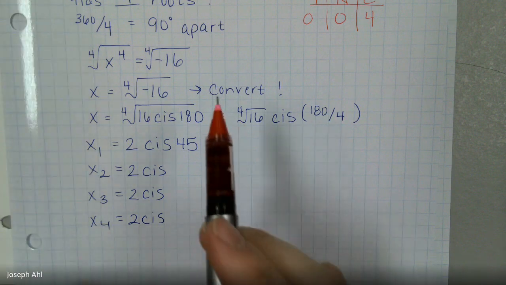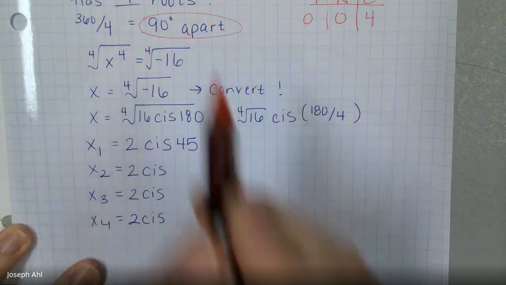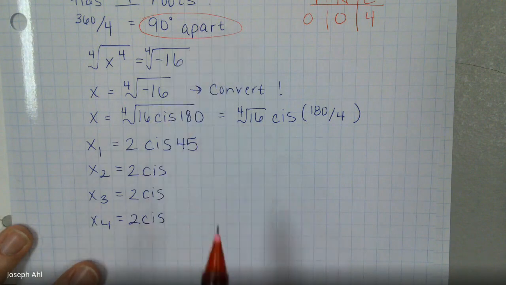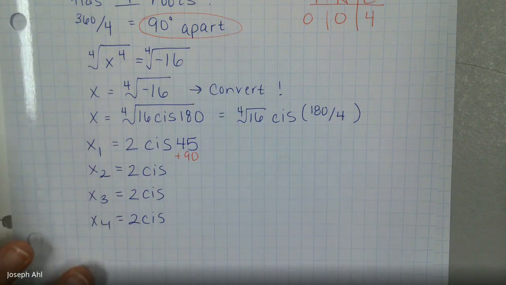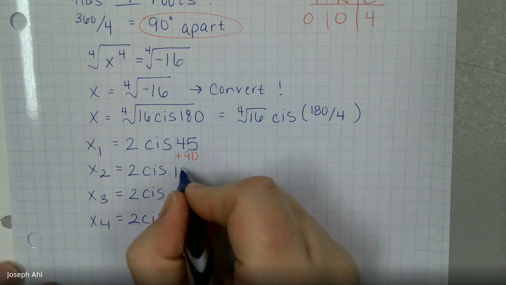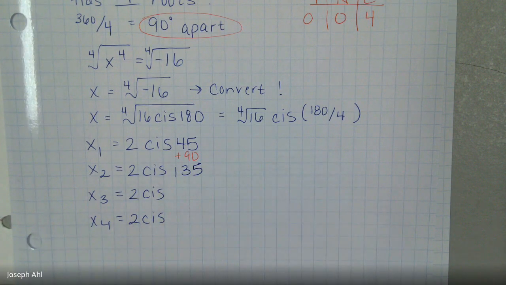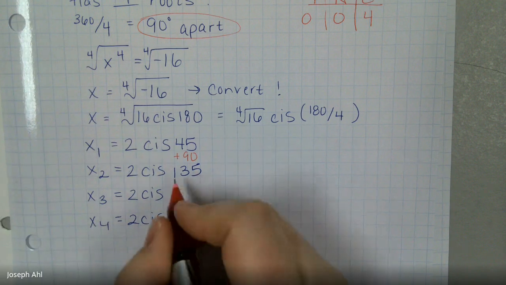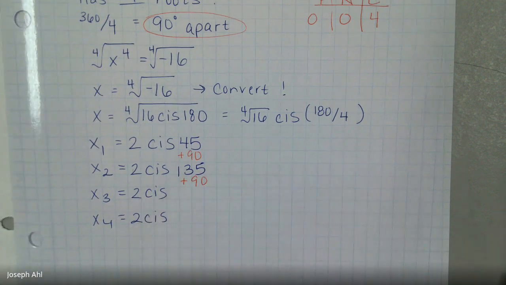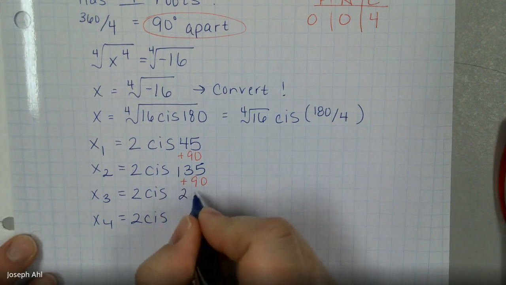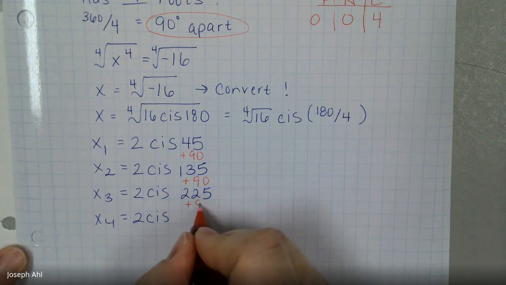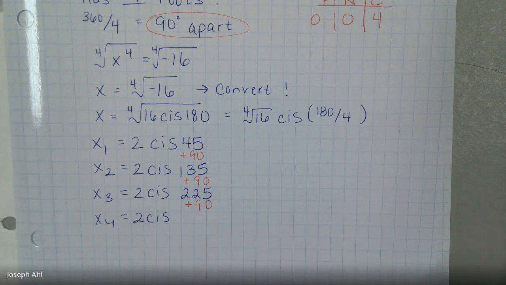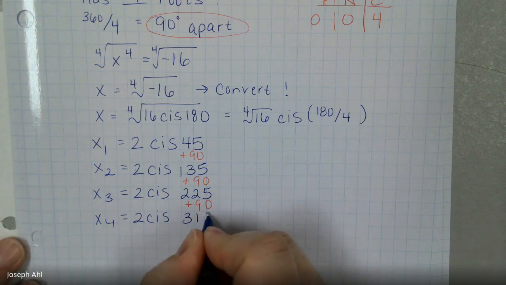Well, as it turns out, this was an important piece up here. The roots are 90 degrees apart. So if you add 90, the next angle here would be 135. And that's actually a nice angle, so we like that one too. If you add 90 again, you'll get to the third solution, which is 2 cis 225. And last but not least, add 90 one more time to get to the fourth solution, which is 2 cis 315.